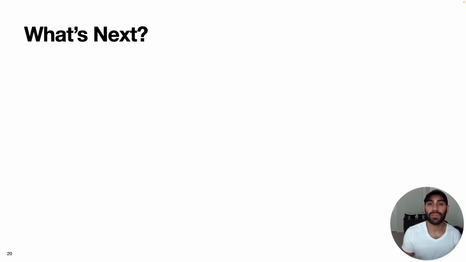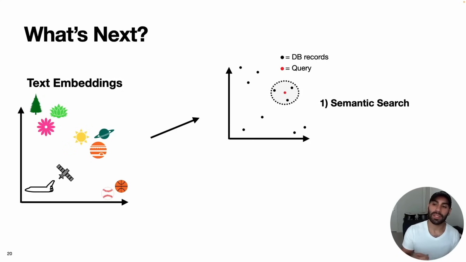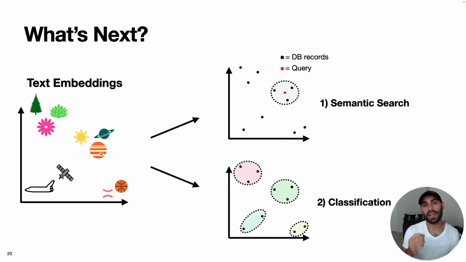Looking ahead to the next video of the series, I'm going to dive more deeply into text embeddings, which was an essential part of the RAG system. So I'll talk in greater detail about text embeddings and discuss two major use cases, namely semantic search and text classification.